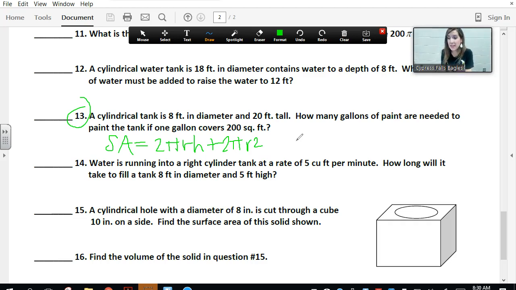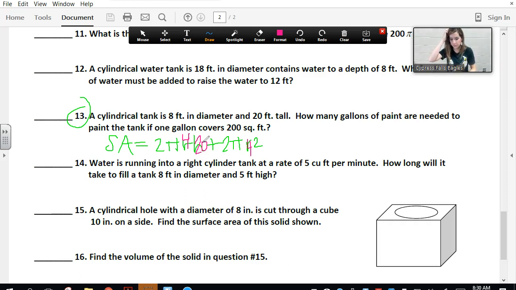So all I'm going to do is every time I see R, I'm going to substitute the number 4. And every time I see H, I'm going to substitute the number 20. The rest is done by the power of your calculator. So type it with me. 2 times the pi button times 4 times 20 plus 2 times the pi button times 4 squared. Literally just typed exactly what was written on the screen.